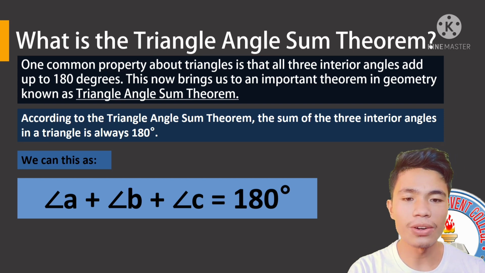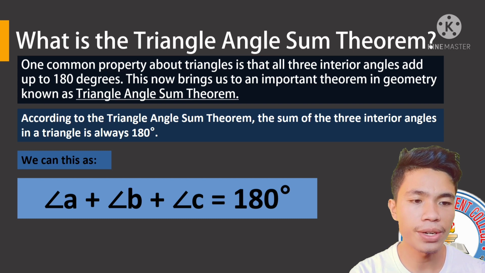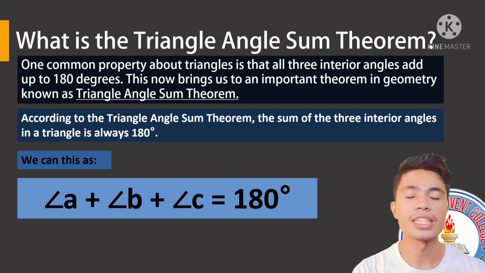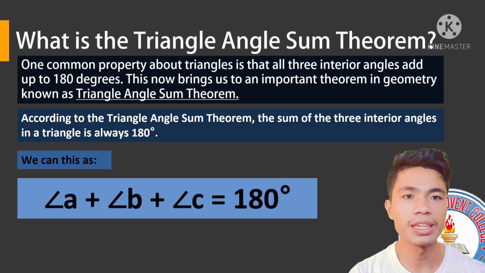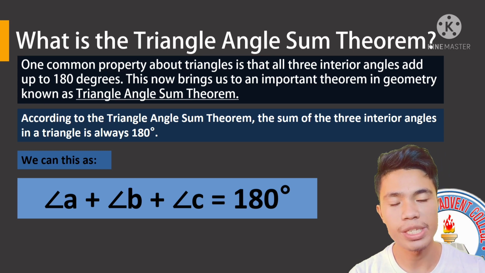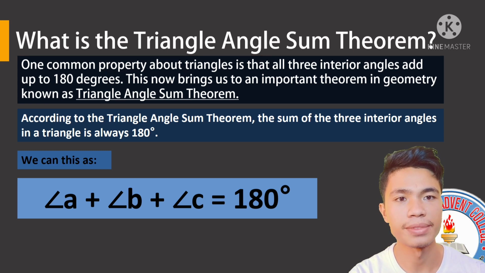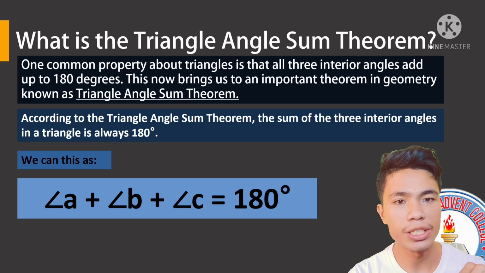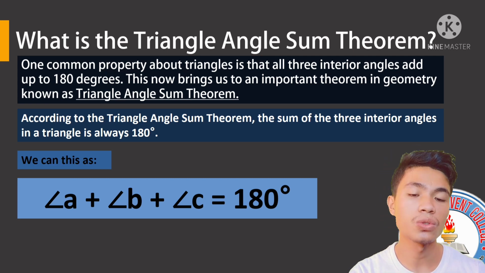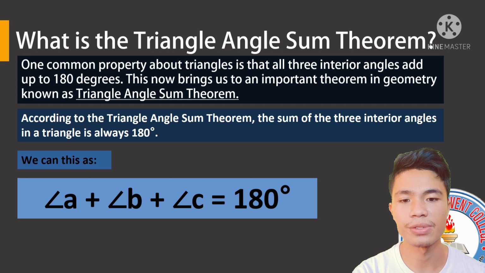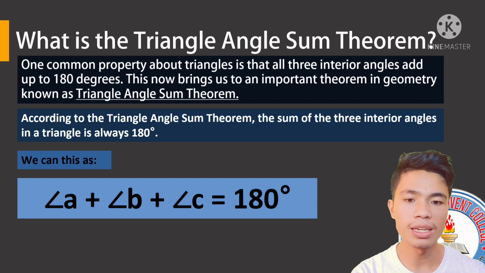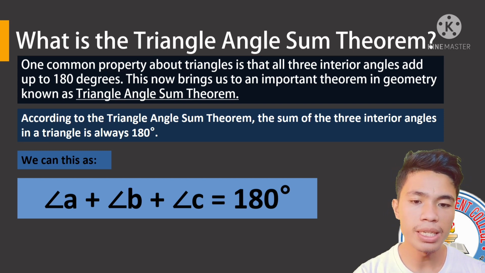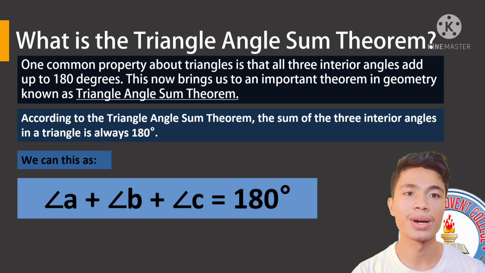According to the triangle sum theorem, the sum of the 3 interior angles in a triangle is always, from the word always meaning all the time, 180 degrees. So we can use the formula angle A plus angle B plus angle C is equal to 180 degrees.